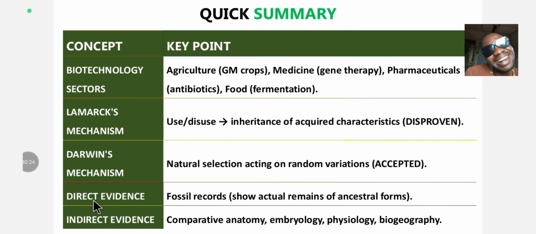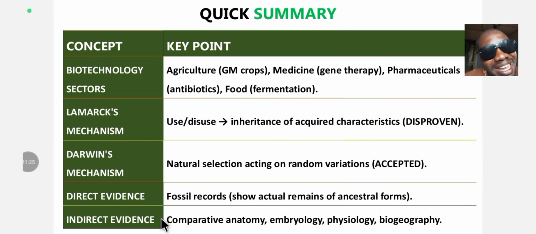The next is direct evidence. The evidence is through fossil records. The fossil records show actual remains of ancestral forms. Now for indirect evidence, when you say direct evidence, we are talking about evidence that is directly related to the particular theory or concept that we are talking about. For example, for Darwin's theory and Lamarck's theory, the fossil record is direct evidence. It's what you can see directly. It's something concrete. It shows actual remains of ancestral forms.